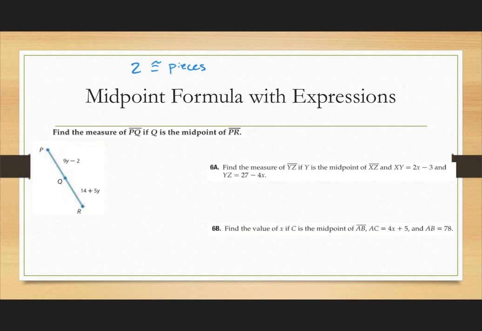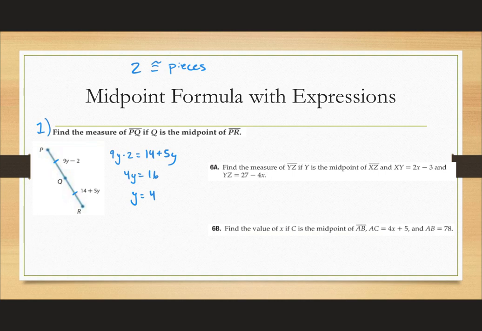It's not labeled, so I'll label it for you. Problem number 1's over here, guys. Here I'm told to find the measure of PQ if Q is the midpoint. So that means that this piece is congruent to this piece. Make sure you get in the good practice of drawing your congruency symbols, guys. Since they're congruent, I know they're equal, so I can set them equal to each other. 9y minus 2 is equal to 14 plus 5y. And now I solve. 4y is equal to 16, y is equal to 4.